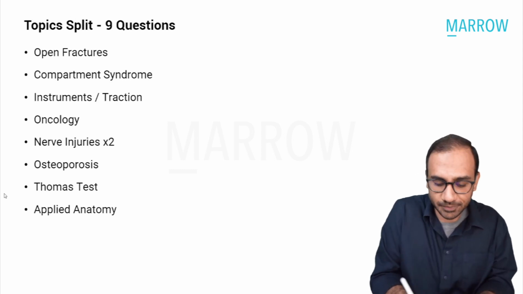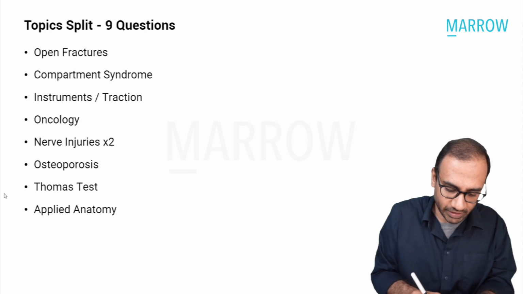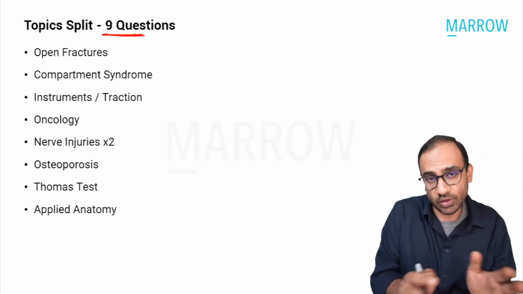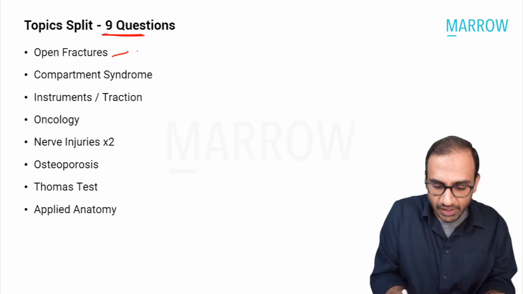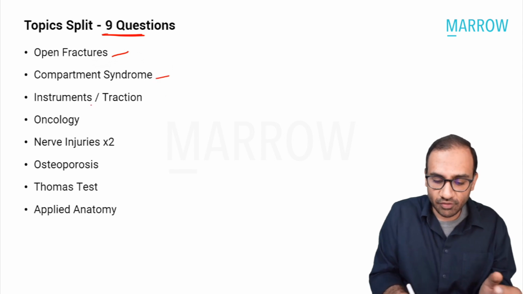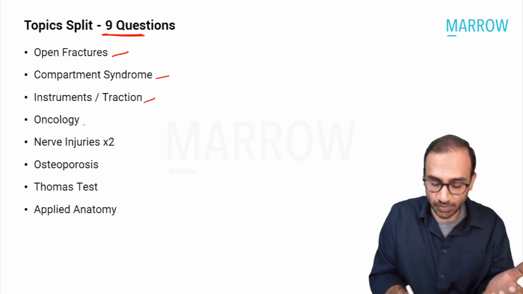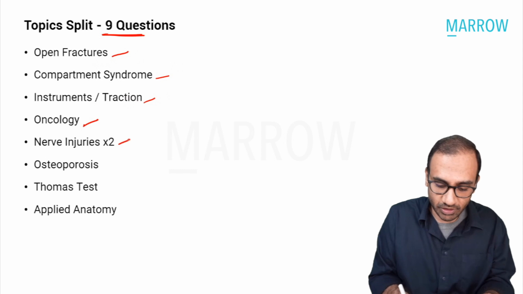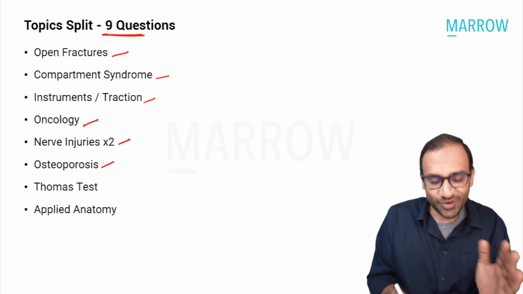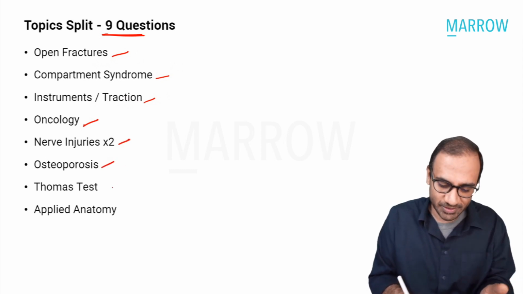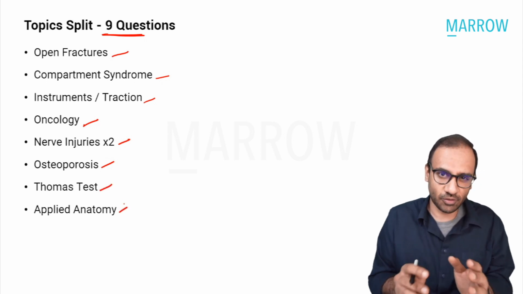We had roughly around 9 questions that came on the exam, and these were the topics and how they were divided. A question from open fractures, from compartment syndrome, from instruments and tractions, from orthopedic oncology, 2 questions from nerve injuries. Obviously one question will always show up from osteoporosis, another question from Thomas test, and 1 question from applied anatomy.